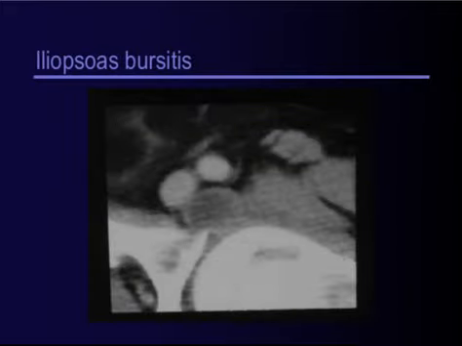And you can see it here on this CT scan, again, artery and vein, and the fluid collection. This is iliopsoas bursitis.